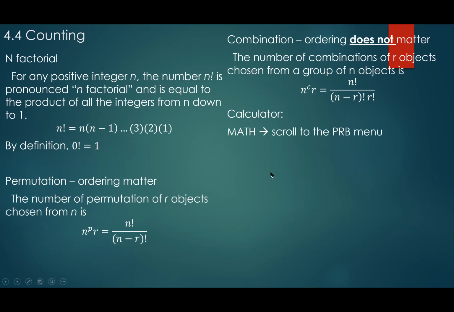So looking at this, to do it on your TI-83 or TI-84, what you need to do is go to your PRB. How do we get to PRB? You type in math, scroll over to PRB, and once you choose PRB, there is option 2, which is the factorial, option 3, which is the permutation, and option 4, which is the combination, okay?